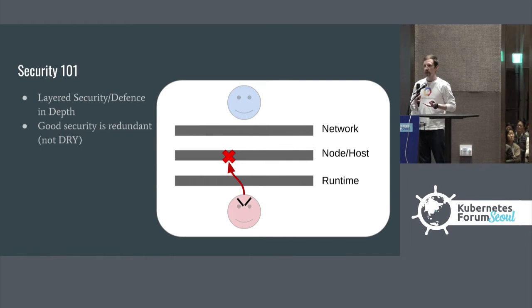Most programmers are familiar with the idea that you don't want to repeat yourself. You don't want to have multiple copies of the same code in your code base or something like that. Whereas security is very much the opposite. We want to be redundant. We want to make sure that we have multiple things that we're doing in order to secure something.